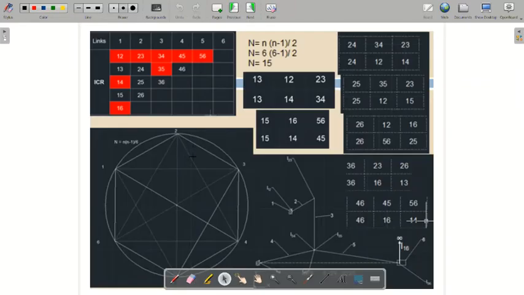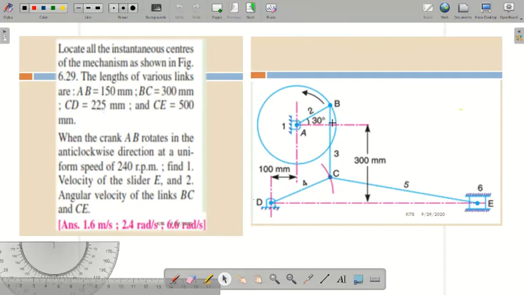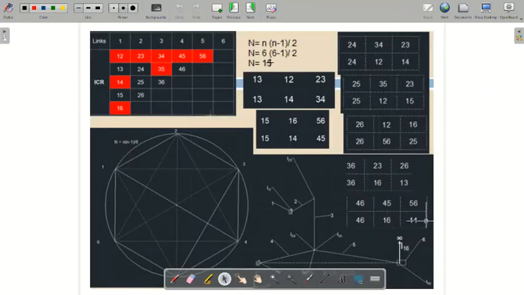Right, first of all, write the formula. What is the Arnold Kennedy formula? N equal to n into n minus 1 divided by 2. First of all we have to count how many links are there, where small n is the number of links. Fixed link 1, crank number 2, this vertical link number 3, this link number 4, this link number 5, then piston is number 6. So 6 links are there. So 6 into 6 minus 1 divided by 2, answer is 15.